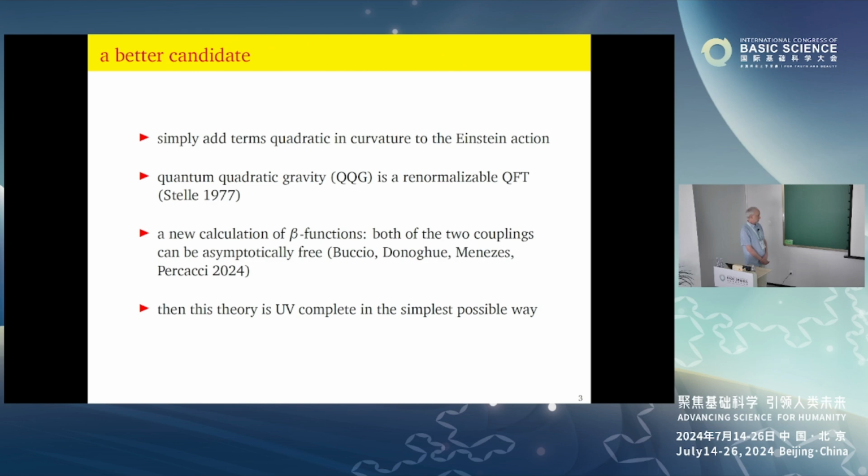Now, very recently, there's been a new calculation of the beta functions in this theory, and both of the two couplings are found to be asymptotically free. Of course, there's a whole flow diagram of how the couplings can run, but on that diagram, there is a line where both couplings are asymptotically free. If that's true, then this theory is UV complete in the simplest possible way. It's an asymptotically free quantum field theory, just like QCD.